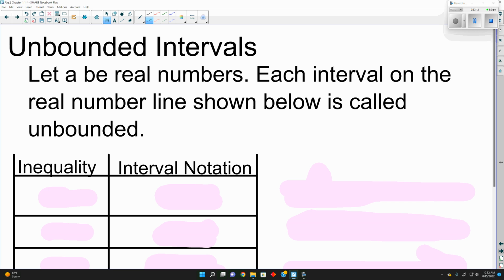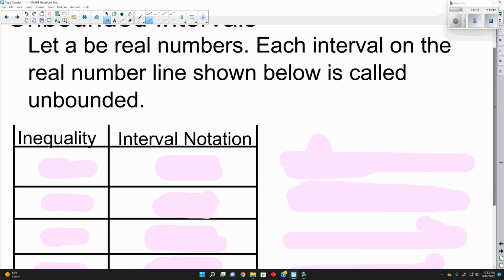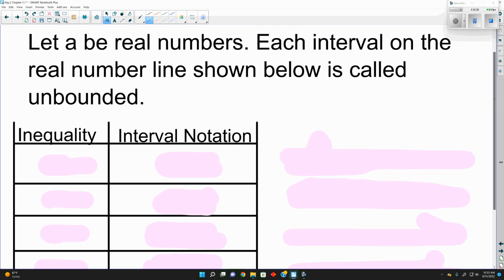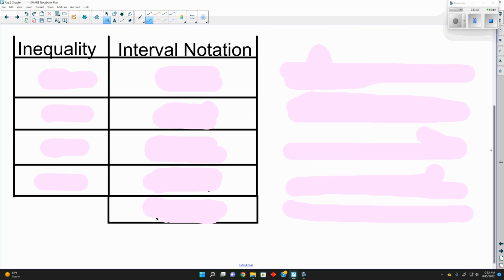Now the other set that we have are unbounded intervals. So with unbounded intervals, we're going to let A be a number. Doesn't matter what number, it's just going to be a number. Now there's actually 5 cases, unlike with bounded. We could have that X is greater than or equal to A, whatever the value of A is. Since it's greater, A would go on the left with a bracket, and then we would have infinity on the right. Yes?